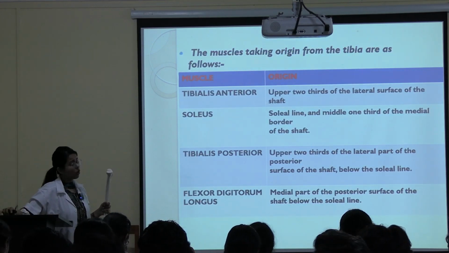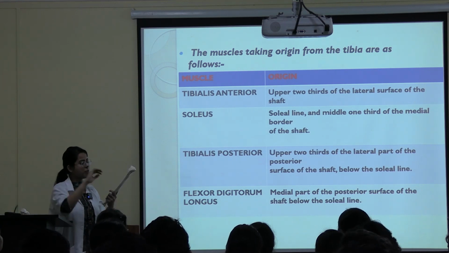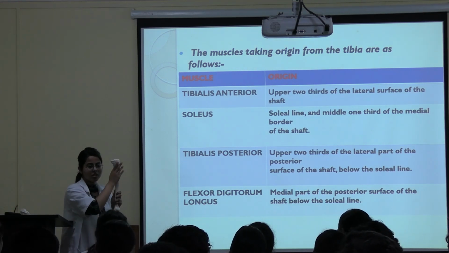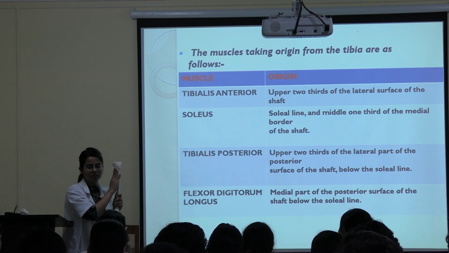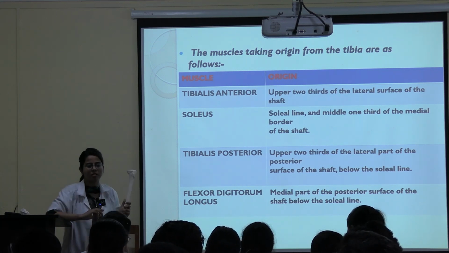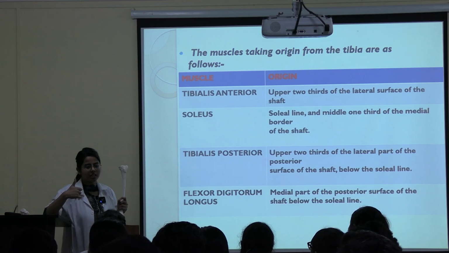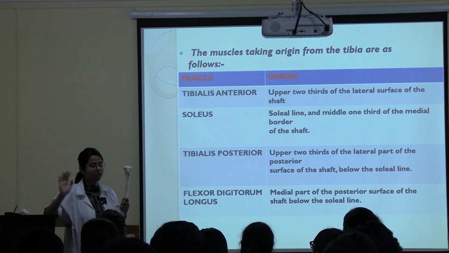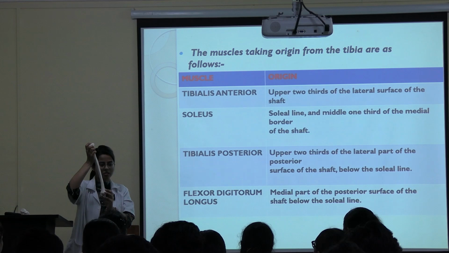Now the muscles which take origin from the tibia. So I told about the medial surface. Just now, the 3 muscles on the medial surface, you will remember those 3 muscles on the medial surface: sartorius, gracilis and semitendinosus. Okay. Now we'll go to the lateral surface.